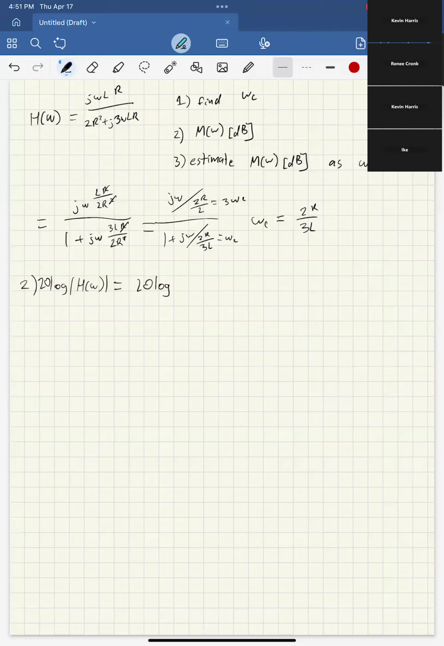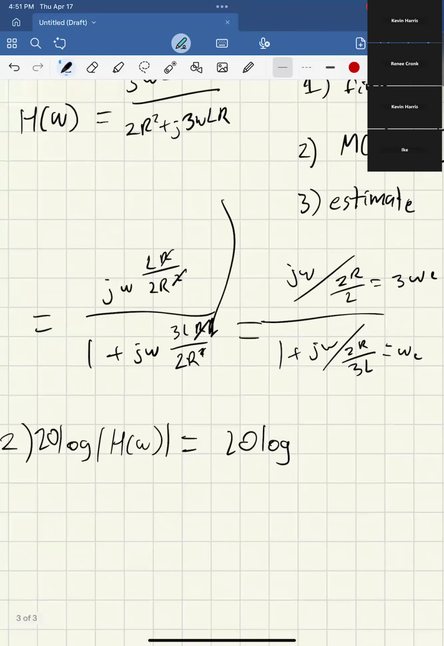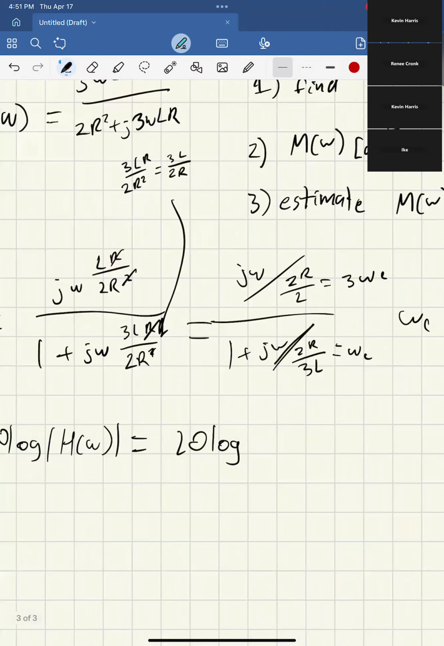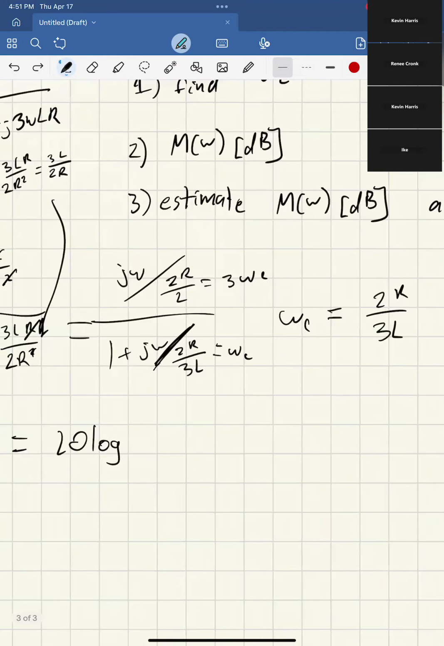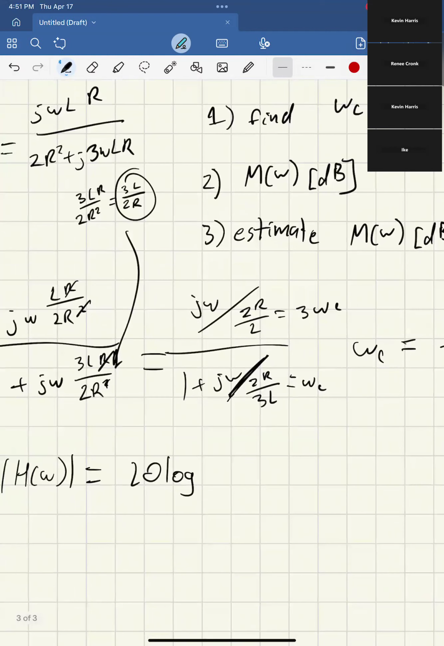How do I know that omega equals 2R over 3L? Because right here, we divided by 2R squared. 3LR over 2R squared equals 3 over 2 L over R. However, we want it to be in the denominator, and right here it's being multiplied. So if we want it to be divided, we have to flip it over. So 3L over 2R becomes 2R over 3L, and that's how we get that.